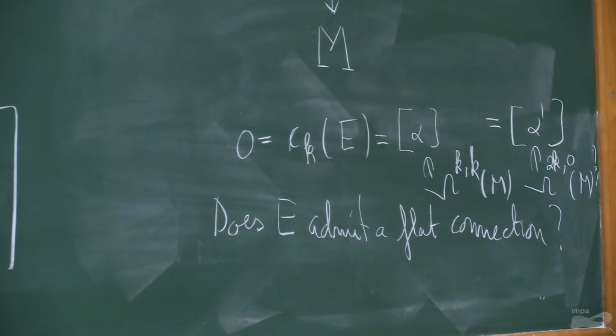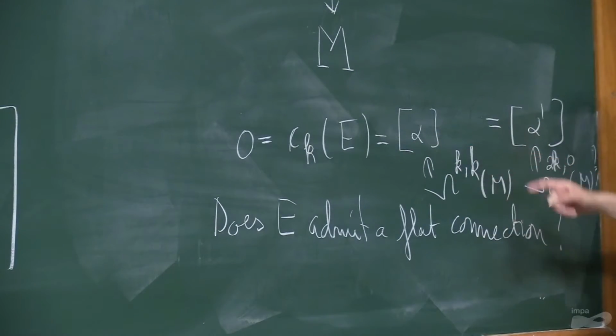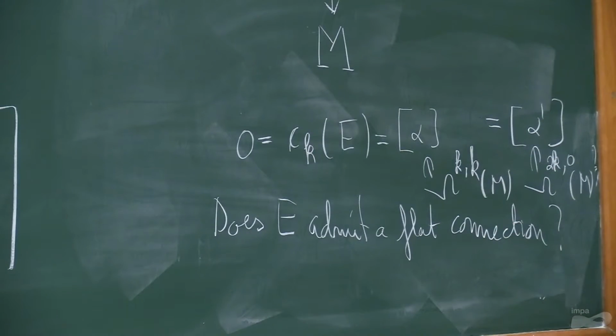In fact, this proof shows that the connection implies that the Chern class vanishes. So you ask this question, but you are right. The question could be asked more generally. Assume the vector bundle has vanishing characteristic classes. Is it a flat bundle?